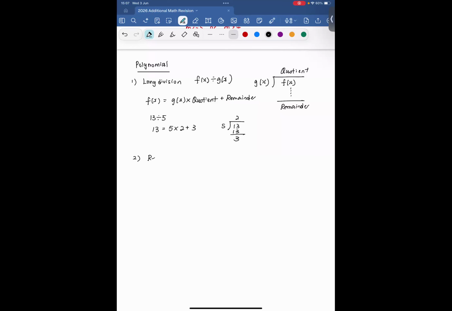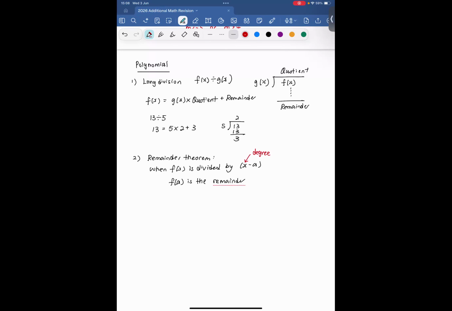Next, you have your remainder theorem. What is your remainder theorem? Remainder theorem says when f(x) is divided by x minus a, f(a) is the remainder. Okay, what is important is this one, the divisor must be degree 1, cannot be x squared, cannot be x cubed, must only be x plus a number or x minus the number. Can be 2x minus 1 also, can be 3x minus 5 also.